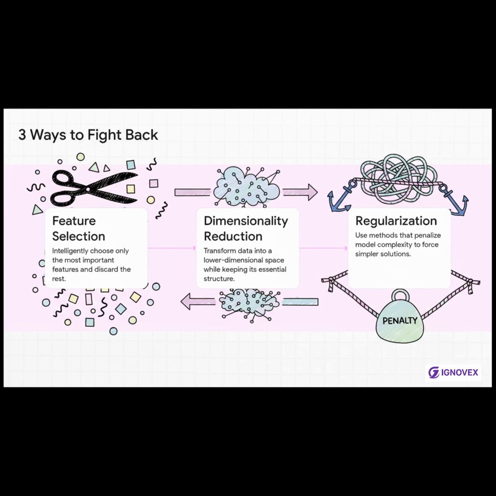Second, there's dimensionality reduction. This is more like creating a shadow of an object. You take a complex 3D thing and project it onto a 2D surface. Sure, you lose some of the fine detail, but you keep the essential shape. And third, we've got regularization. Think of this like putting training wheels on a bike. It adds rules and penalties to stop the model from getting too complex or too wild, forcing it to learn a more stable and general solution.